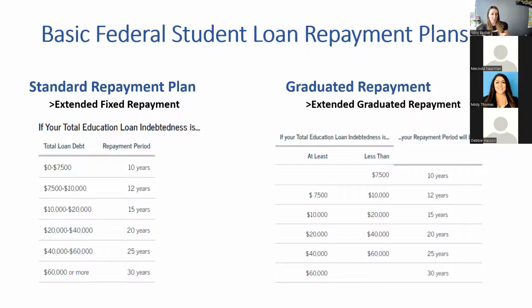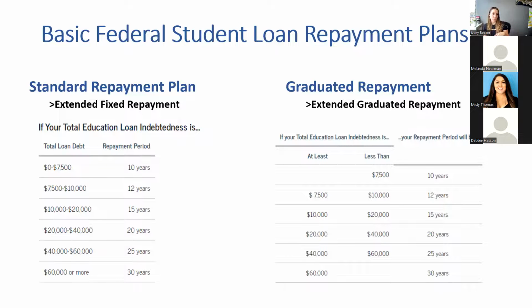You can pay it off early. There's no early payment penalties or anything of that sort. Your payments are higher under this type of plan because the goal is, of course, to pay it off faster. So it's more of an aggressive payment option.